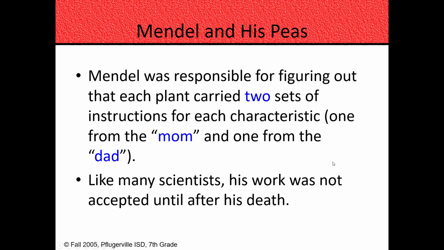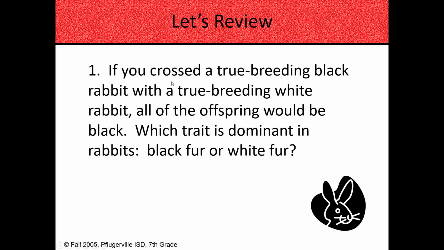And Mendel was responsible for figuring out that each plant actually had 2 sets of instructions, one from mom and one from dad. And that's a really important discovery. Not that you have DNA, but that half of it comes from your mom and half of it comes from your dad. And then these rules of genetics determine what's going to be expressed. That's some pretty complicated stuff to figure out without ever having seen DNA or mitosis, or seeing how you inherit genes. So like many scientists, his work wasn't accepted until after he died. That's a pretty common thing in science. So about 100 years later, people were like, hey, this is some pretty cool data. And it got published. So let's look at some examples.